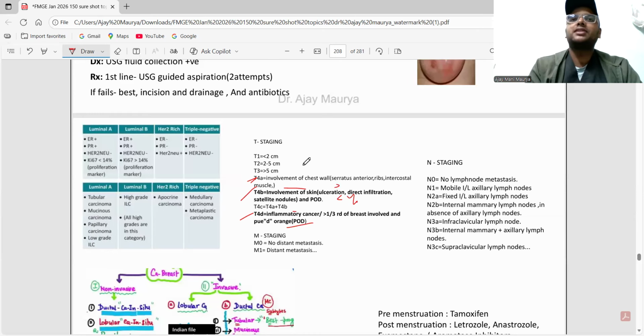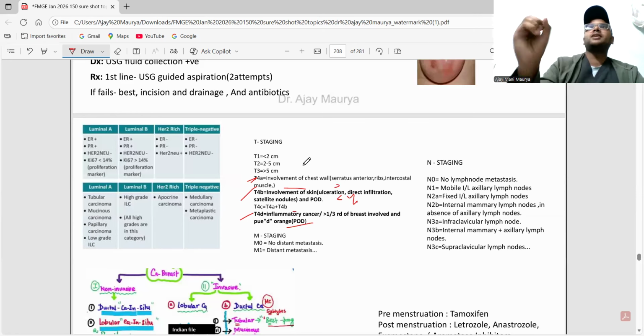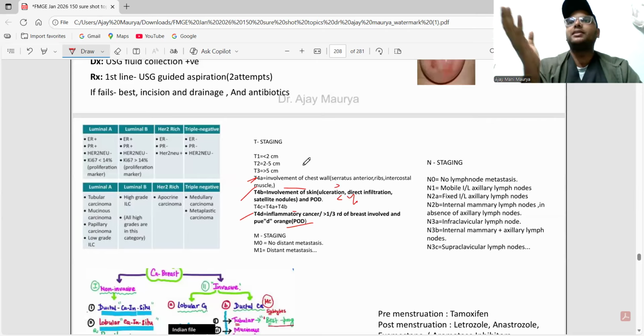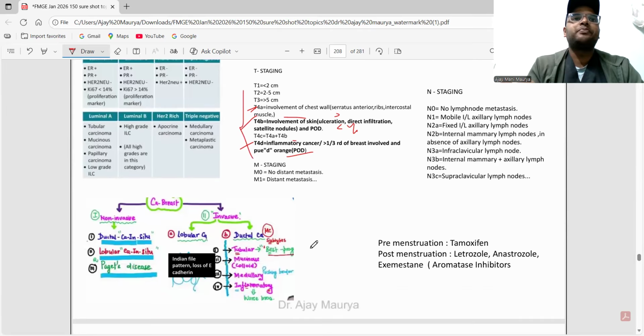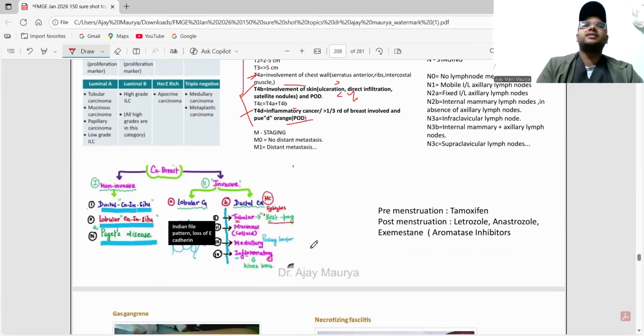Sometimes they will ask questions like this one. So, for example, there is a mass which is only 1 centimeter. Okay? Then they will ask what is the stage? T1 stage. That's it. Remember these two.